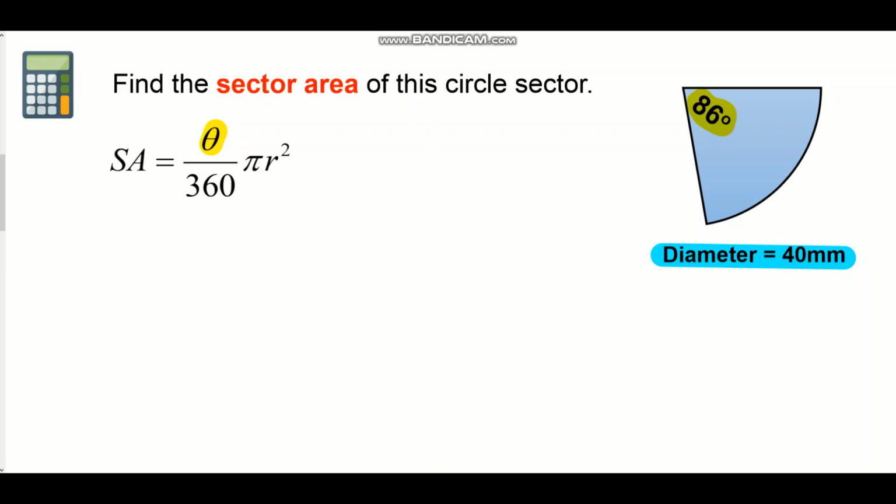Now, my formula is using radius, so we're going to have to figure out what the radius is just before we start this calculation. So I'm just going to put r for radius, and then I'm going to half my diameter, because remember the diameter is the full distance from one edge of the circle to the other through the center. The radius is just from the center to the outside edge of the circle, so it's half the size of the diameter. So in this case it's 20 millimeters.